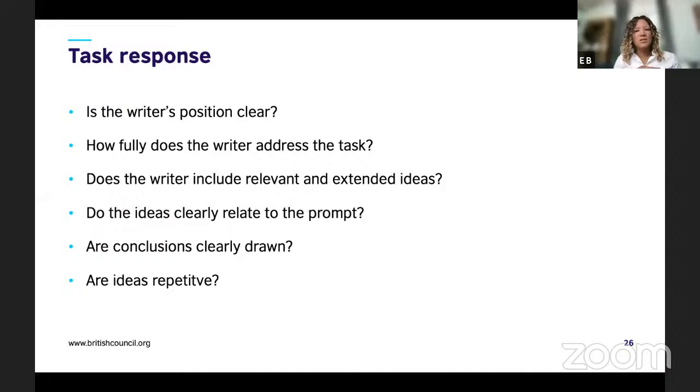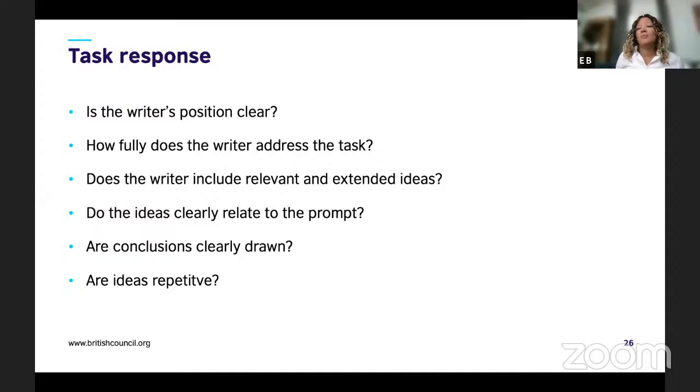How fully does the writer address the task? Do they include relevant ideas? Are they able to extend on those ideas? How clearly do those ideas relate to the prompt? Sometimes in task 2, we often get candidates that go off on tangents or tangential ideas, and then they end up not really answering the question that's being asked.